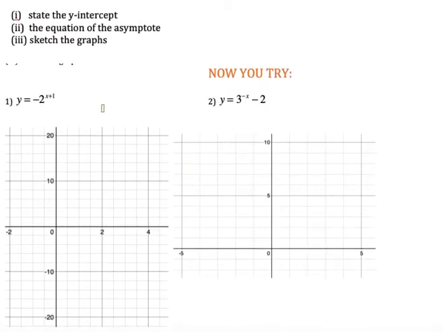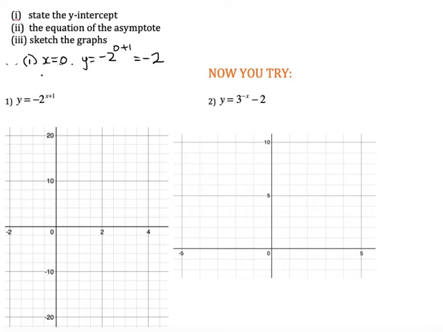Let's answer the questions first. First of all, it's asking us for the y-intercept. We already know how to do that, right? We set x to be equal to 0, and that will lead us to y is equal to -2 to the power of 0 plus 1. 0 plus 1 is 1. So we know that the resulting y-intercept will be -2.